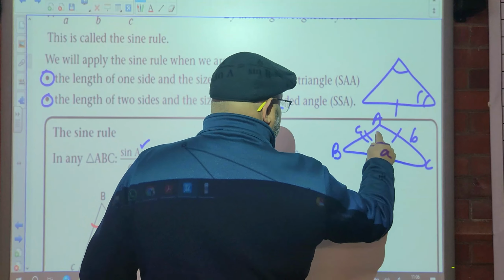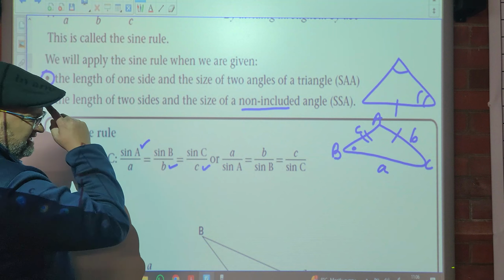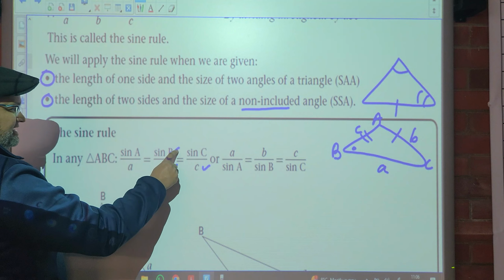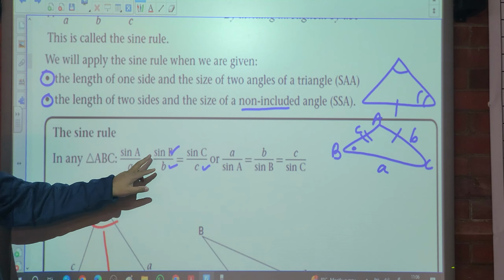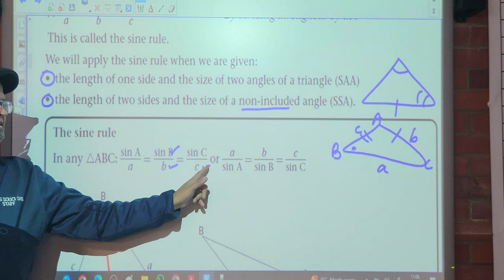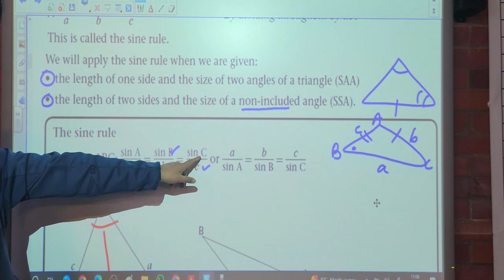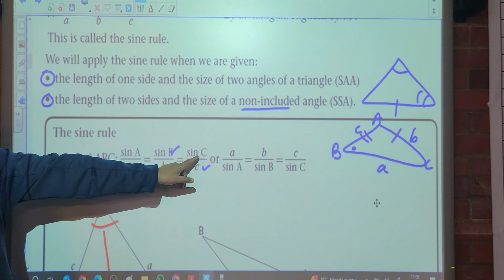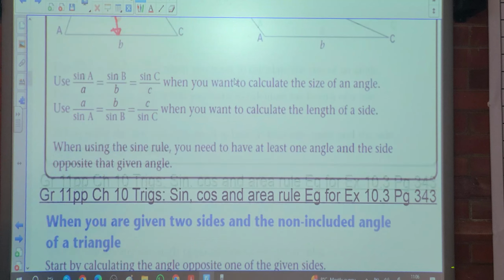Whereas if this is a non-included angle, in other words, we have angle B instead of angle A, what can we calculate here? We can calculate C. Why? If I cover that up, there's one unknown. You guys understand? But you'll see it in practice shortly.